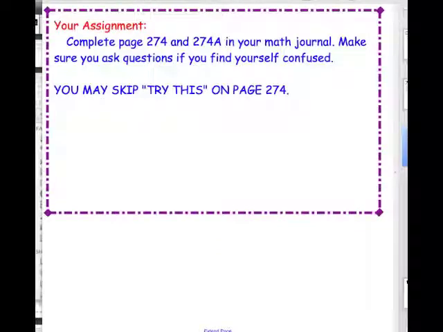Your assignment today is to complete page 274 and 274A in your math journal. Make sure you ask questions if you find yourself confused. You may skip the try this on page 274. Work hard today.